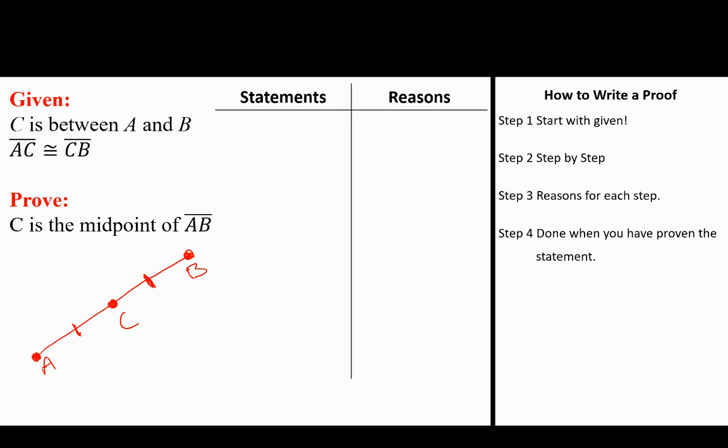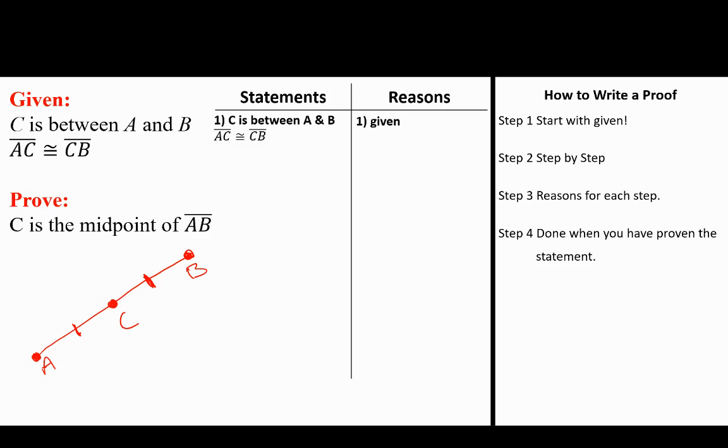So let's start with our statements. Well, our first statement should be our given, that C is between A and B, and that AC is congruent to CB. The reason for that is our given. Once again, I'm going to keep pointing this out. Notice we had two different given pieces of information. Because they're happening at the same time, I can go ahead and write them both as statement number one.